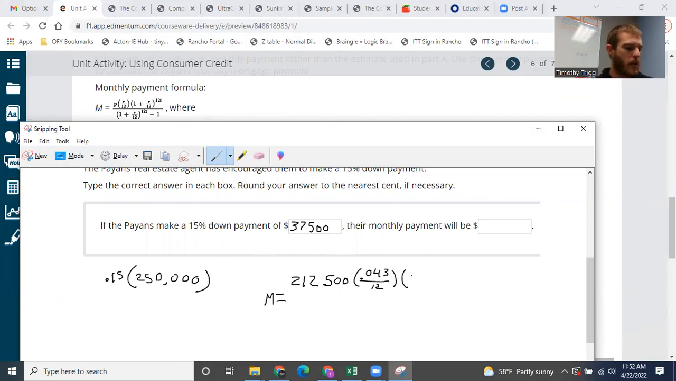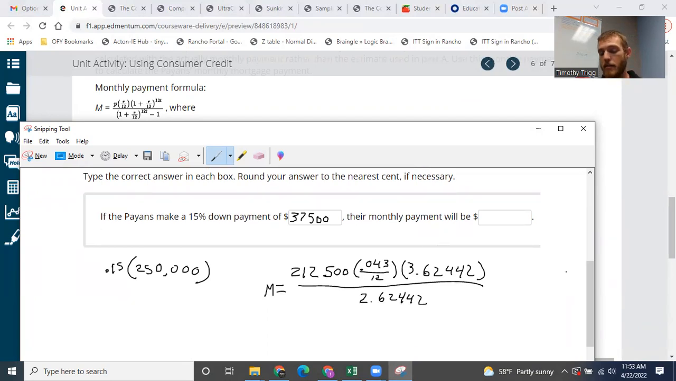Now I wish I didn't erase those numbers I had earlier. I think I wrote them down somewhere. Yeah, right here. Okay. So remember, it was the 1 plus 0.043 divided by 12 to the power of 360. That ended up giving us 3.62442. Hope you remember that. And then in our denominator would be 2.62442. Okay, so go ahead and multiply this numerator and then divide by this denominator.